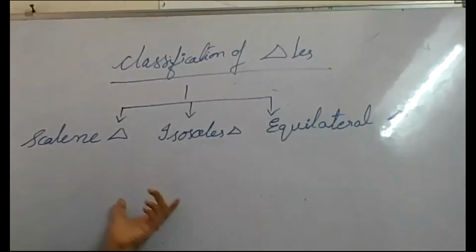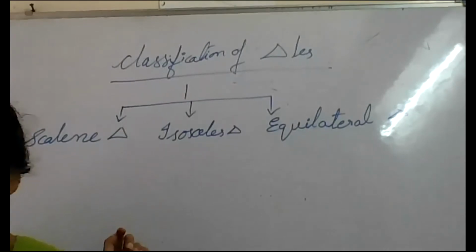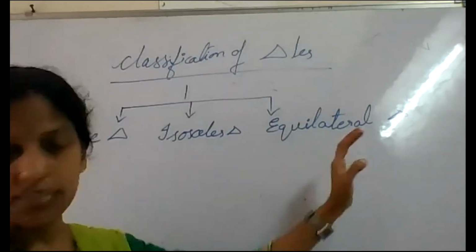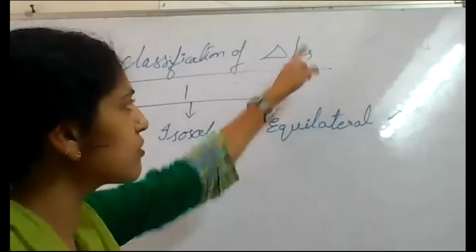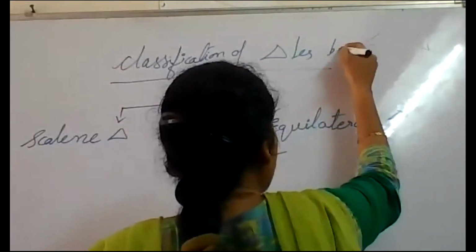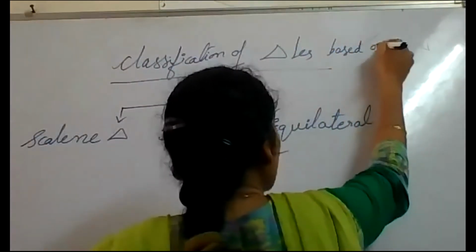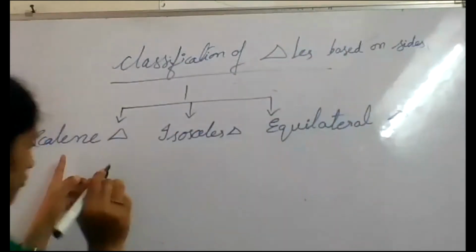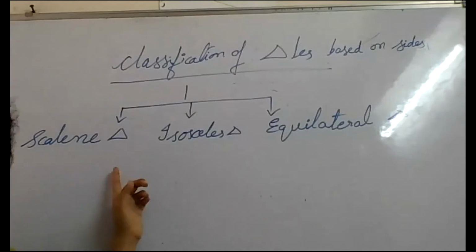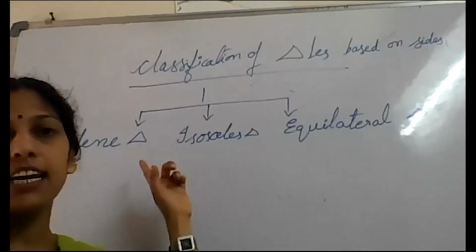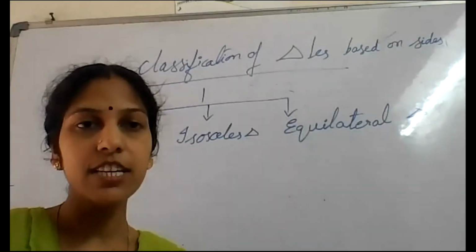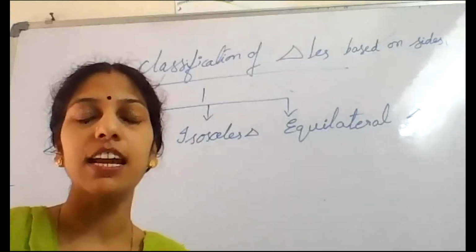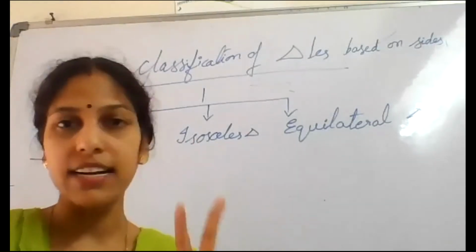So, first we come across the scalene triangle. What is this? This classification of triangles is based on sides, children. Based only on sides. The scalene triangle is a triangle in which no two sides are equal.